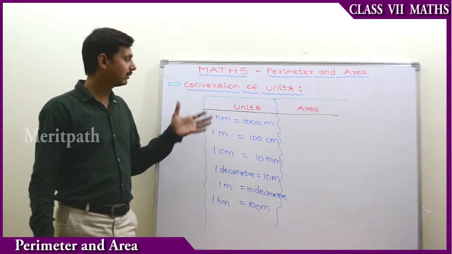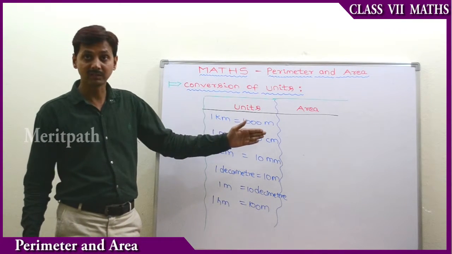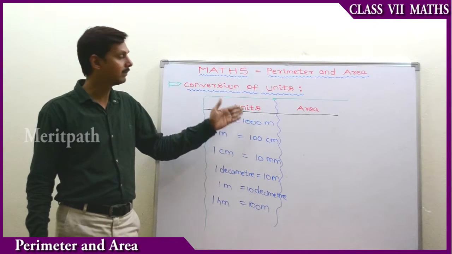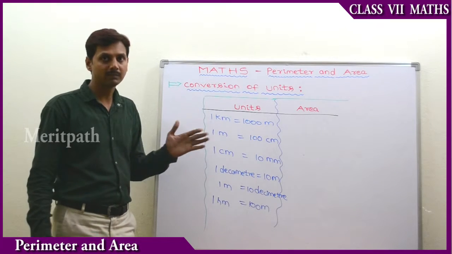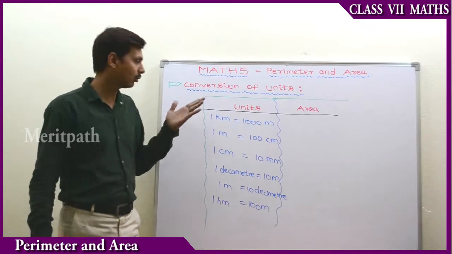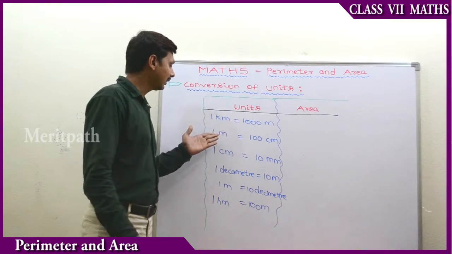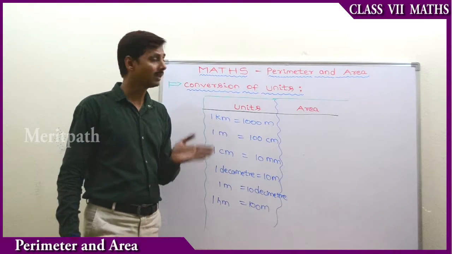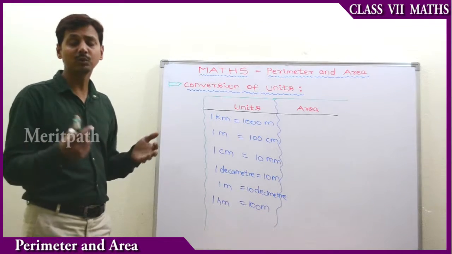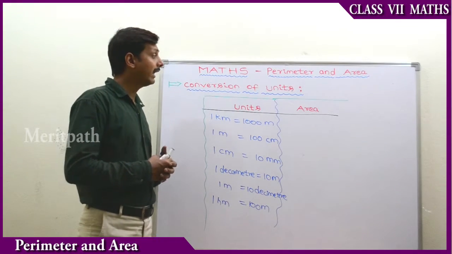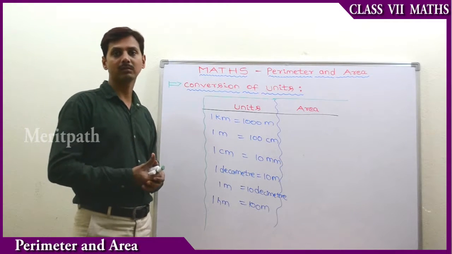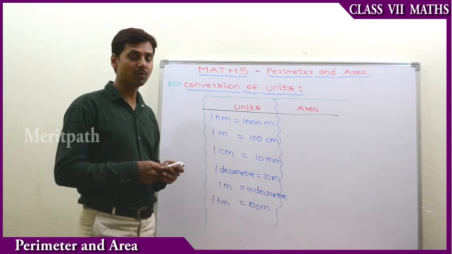How do we convert these units, kilometers to meters? When we change kilometers into meters, we need to take 1000 meters, so we multiply by 1000. Similarly, meters will be changed into centimeters by multiplying by 100. And when we convert units according to area, we need to follow some process. Let's see what the process is.